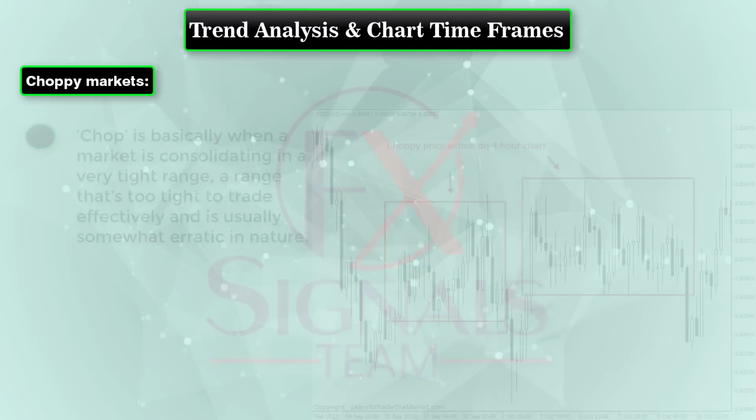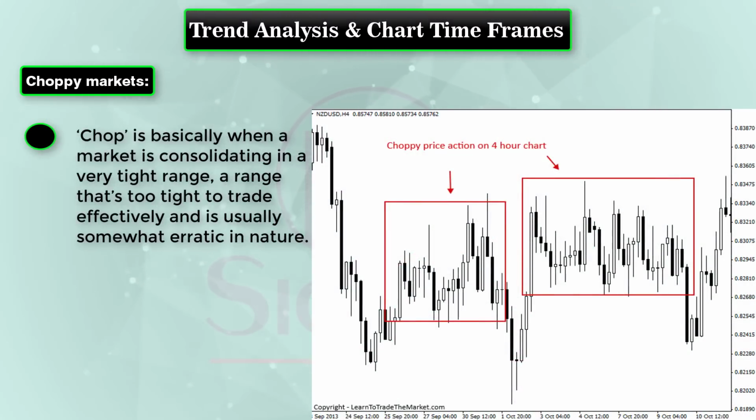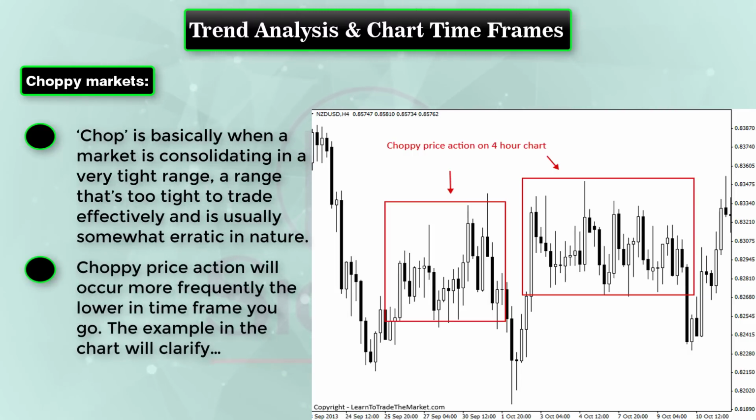Choppy markets. Chop is basically when a market is consolidating in a very tight range, a range that's too tight to trade effectively and is usually somewhat erratic in nature. Choppy price action will occur more frequently the lower in time frame you go. The example in the chart will clarify.